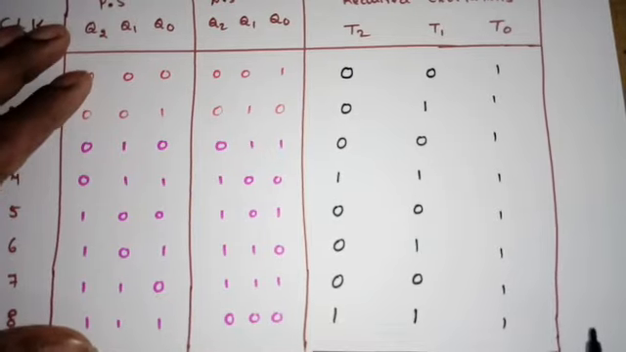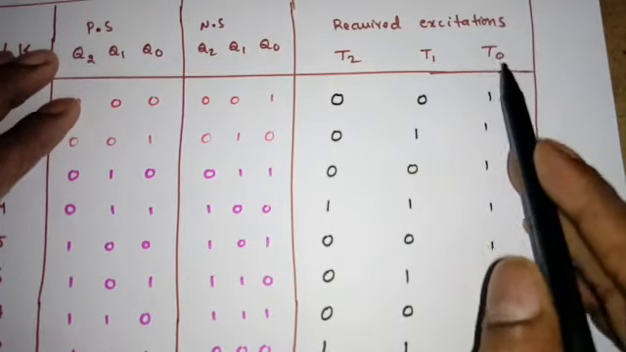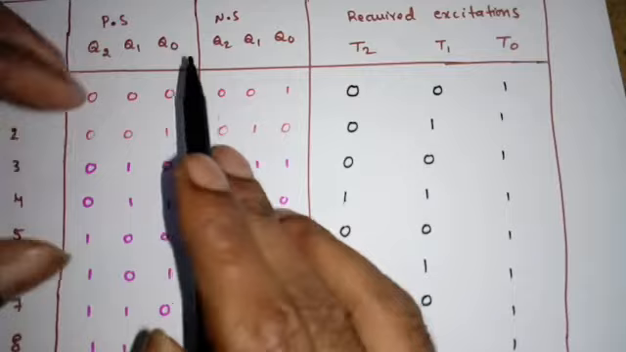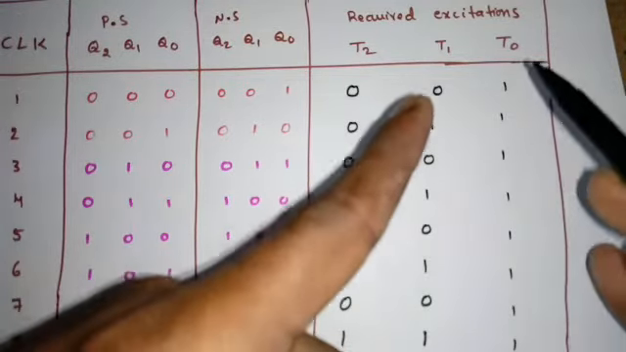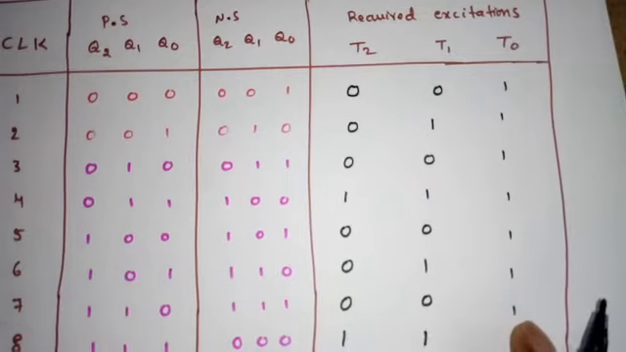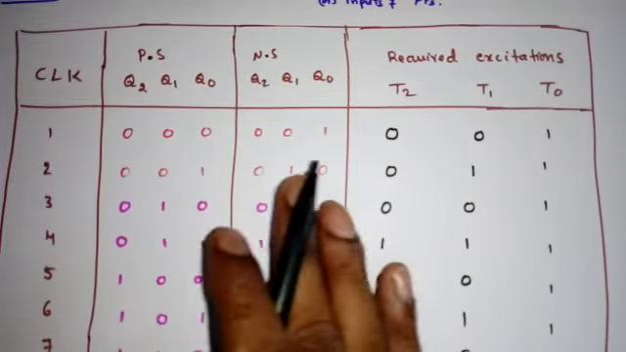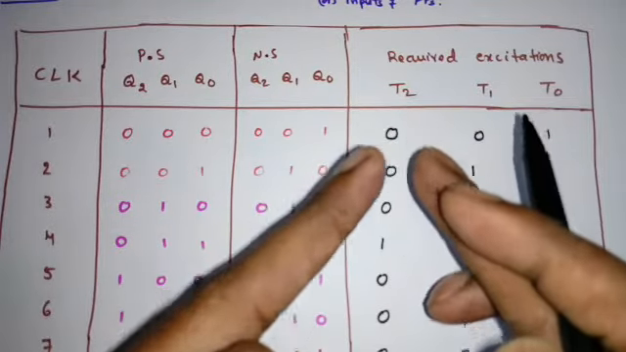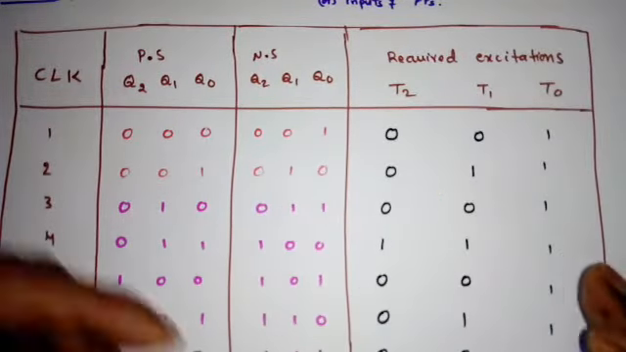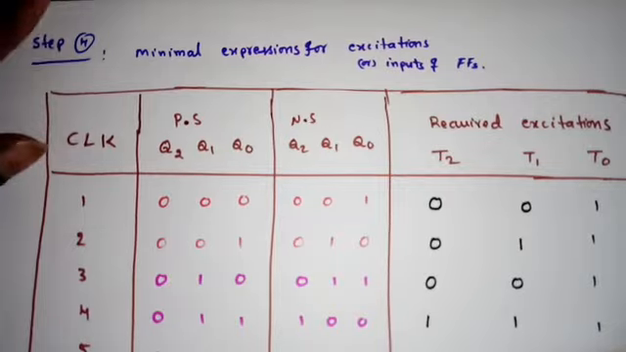I told you in the previous lecture, the T0, we can say the LSB always changes its state. So the T0 input always we have to give 1. Now once we know the truth table, generally we say, then we have to get the minimal expression for T2, T1, T0. That is using K-maps. So I have drawn the K-maps already.